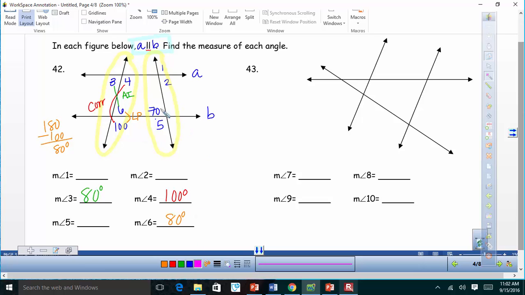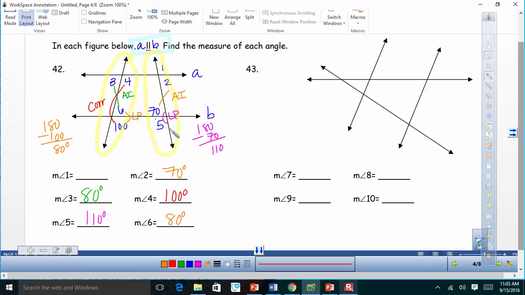Okay, now let's move to the other transversal. So does 70 and 5 have a relationship? They're a linear pair. So I do 180 minus 70, which would give me 110. So 5 would be 110. All right, what about 70 and 2? Do they have a relationship? They are alternate interior. So that means that angle 2 is what? 70 as well.